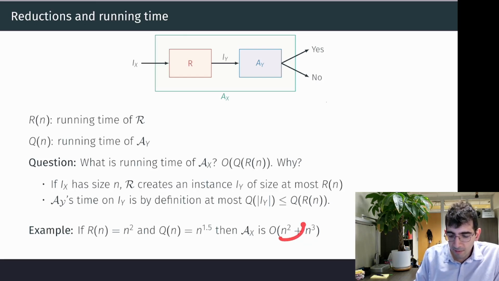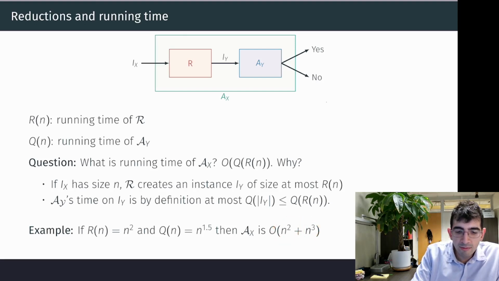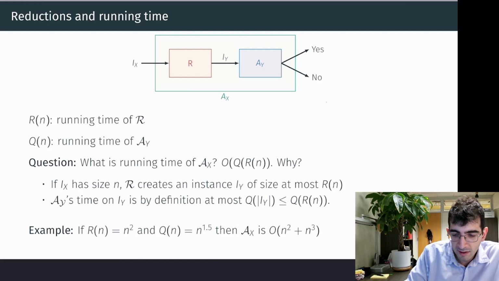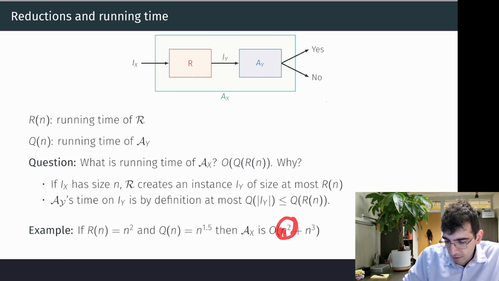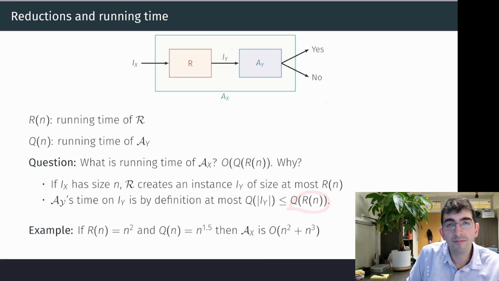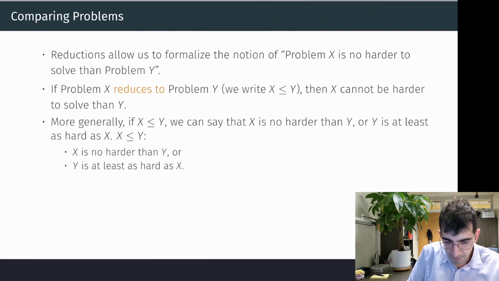The reason we separated this out is that there could be instances where the reduction takes more time. For instance, the reduction takes, I don't know, n to the 4th time, but the output Iy is of size n still. In those cases, it might be fruitful to simply write n to the 4th plus Q, which is n to the 1.5. You don't necessarily have to add them together, but that's a less common case. Usually, it's just this term.